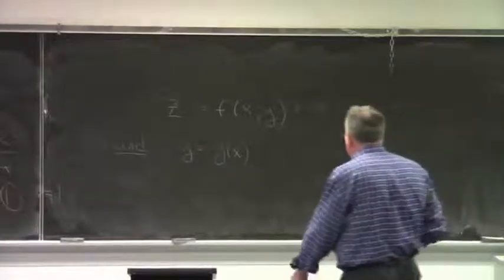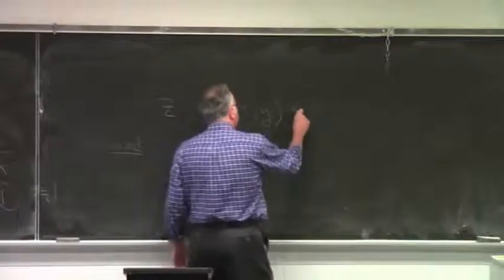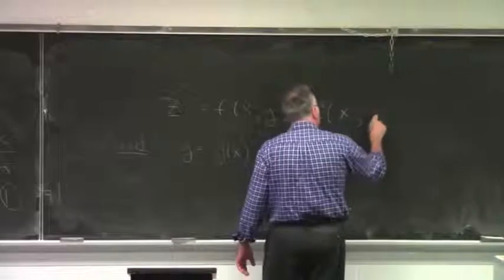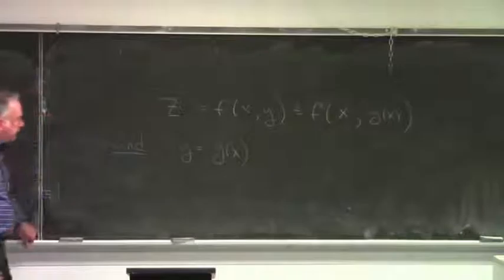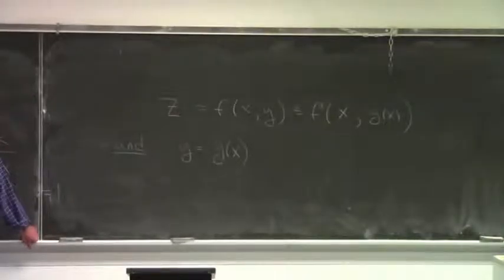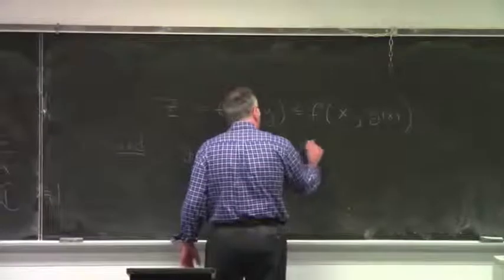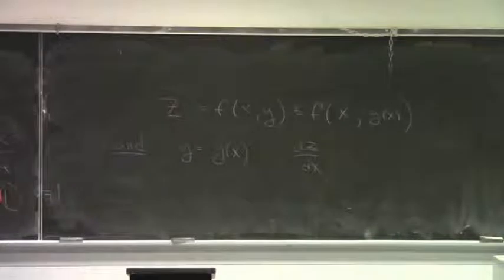Because if you substitute in for y here, notice y is just a function of x. So we could write this as f equals a function of x, comma, g of x. So in essence, z can be expressed as a function of x alone. And you can find the derivative of z with respect to x. But let me show you how to do this in a slightly different way.